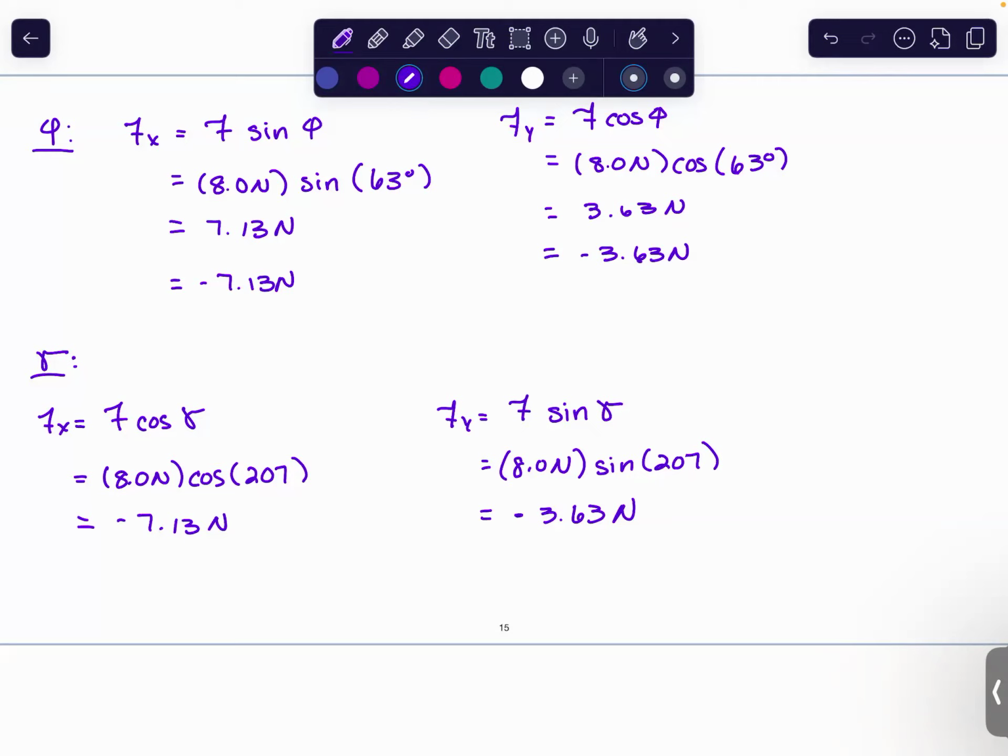And if you're using your calculator and getting weird numbers, make sure you are set to degrees. That is a mistake that I've seen happen quite a bit. People don't realize that they're still in radians.